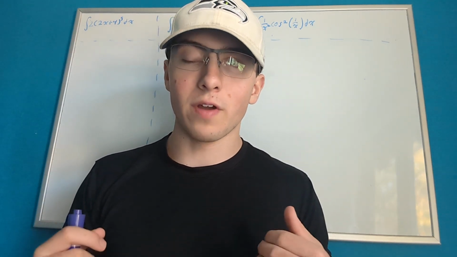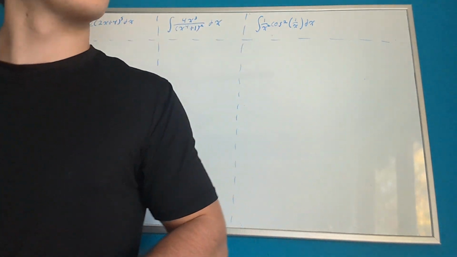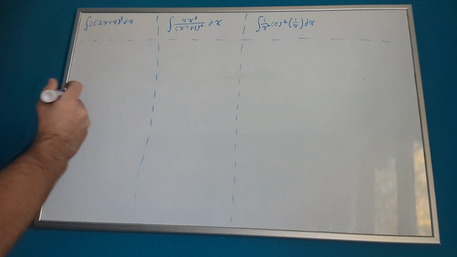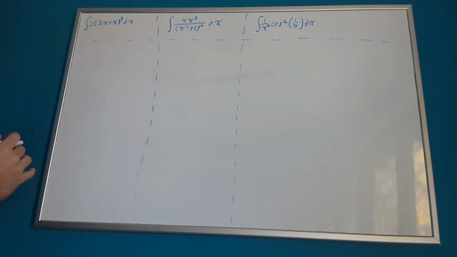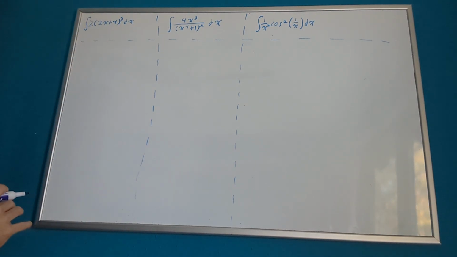Today, I want to talk about evaluating indefinite integrals through substitution. So let's get into it. So here we have our first integral, and obviously this is a polynomial, right? So what we want to determine is, what is our biggest problem in here? Well, we have 2 times (2x + 4) to the power of 5 dx. Our biggest problem is the (2x + 4) to the power of 5.